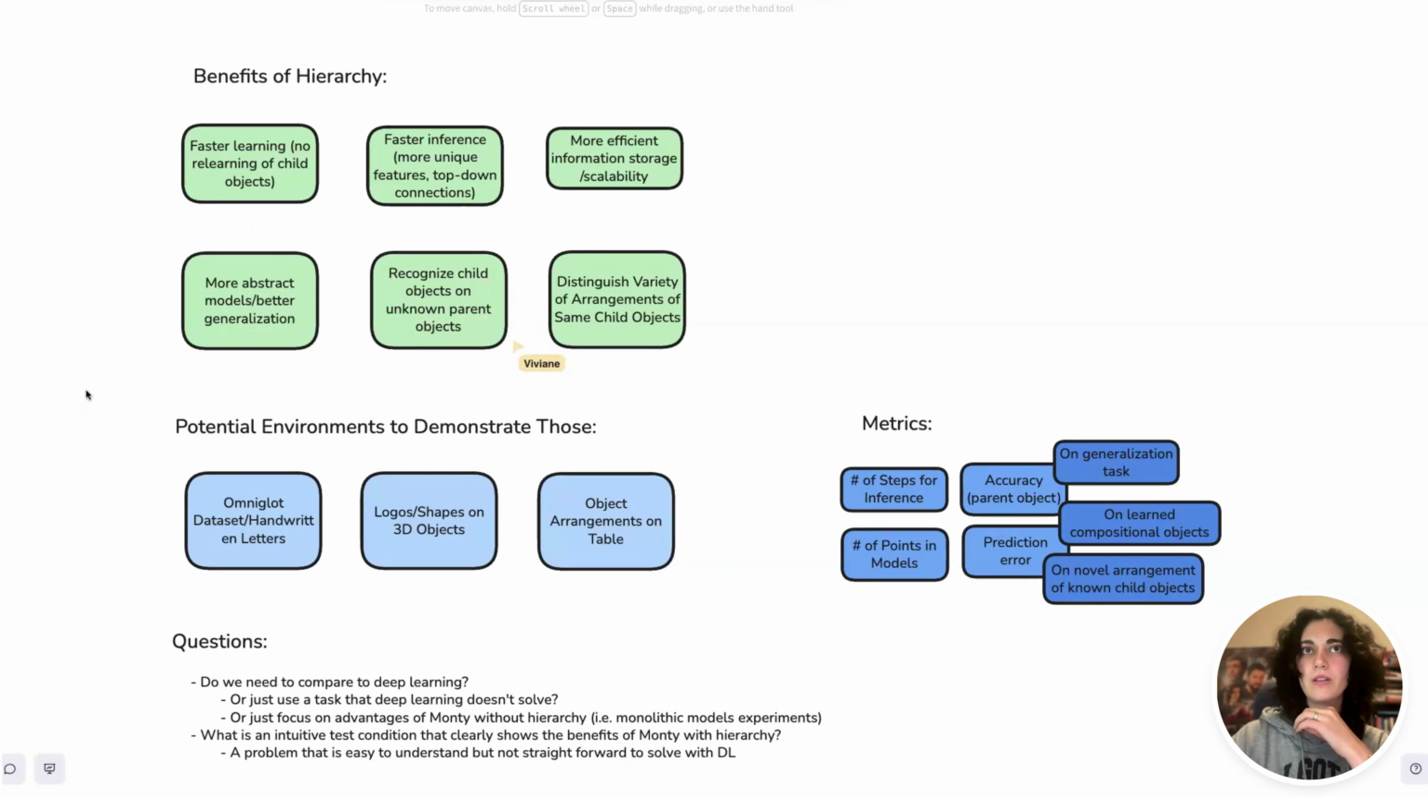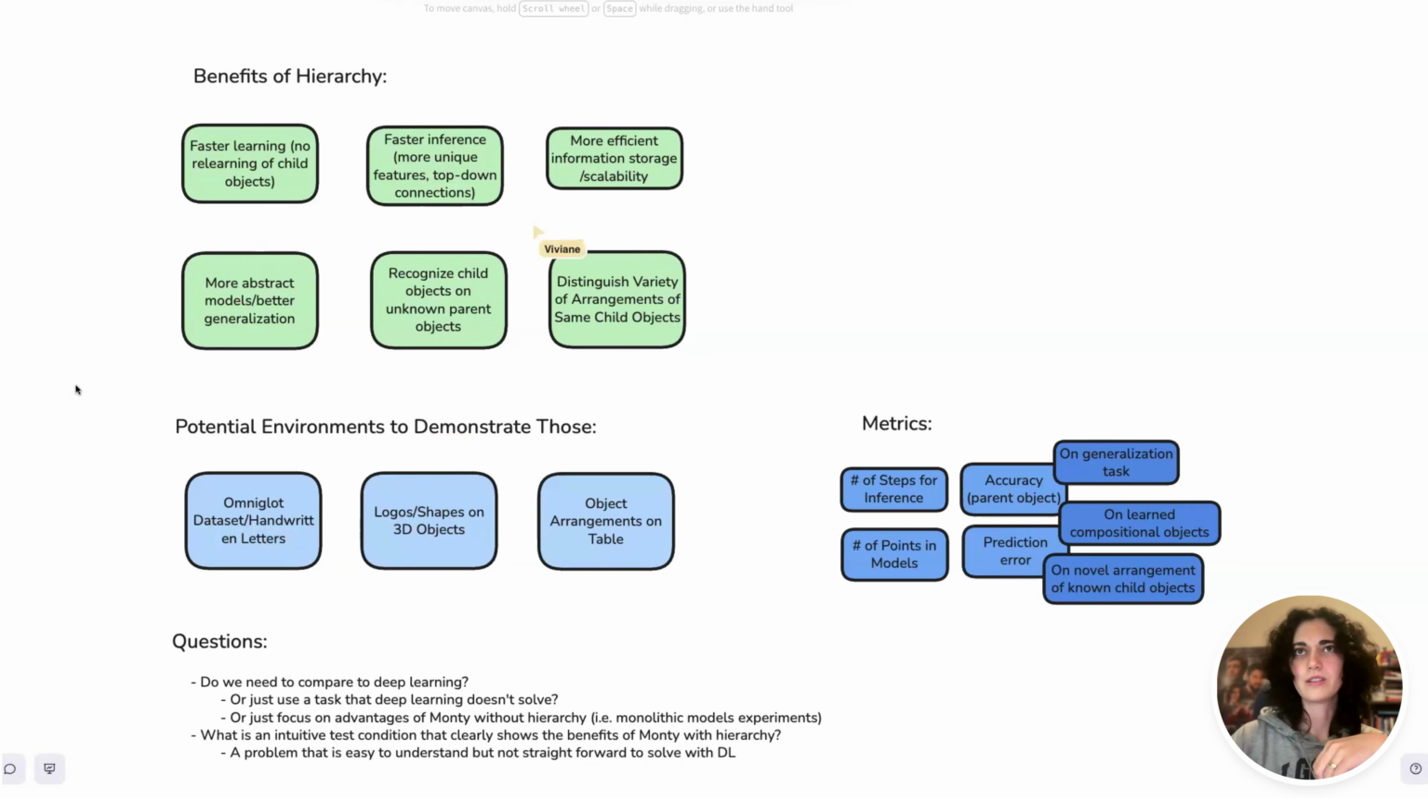Recognizing child objects on unknown parent objects. So you might see a set dinner table and you recognize the cup, even though you've never seen that specific arrangement of cup, plate, fork, and knife. And distinguishing a variety of arrangements of the same child objects. So it's not just a bag of features where anything that has cup, plate, and knife is the same thing, but it matters how they are arranged. Or where we have three strokes in a letter that can express many different letters, but the child objects are still the same.